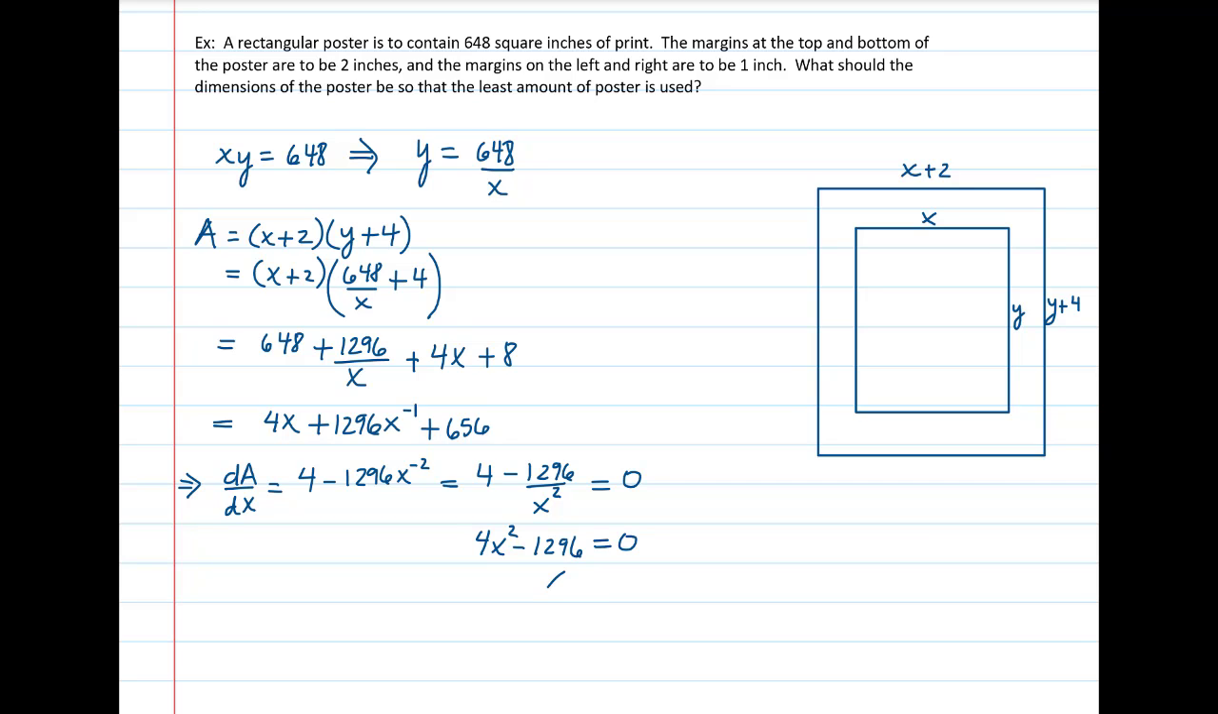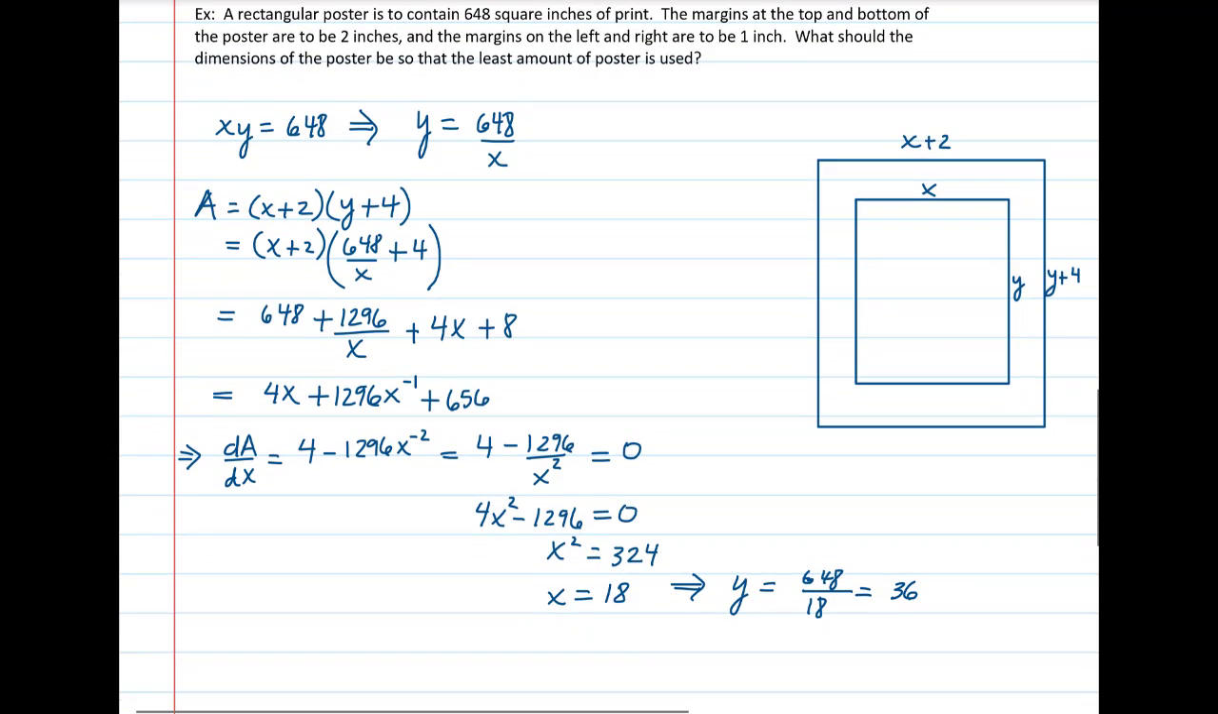So that's 4x squared minus 1296. Solving for x, x squared is equal to 324. Then x is the square root of 324, which is 18. Again, we only care about the positive since we're talking about positive quantities here. If x is equal to 18, then y will be equal to 648 divided by 18, and that's equal to 36. Again, you can verify that the area function A is in fact a minimum at x equal to 18 by using your first derivative test or second derivative test.